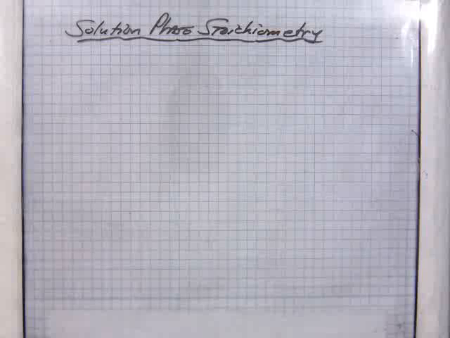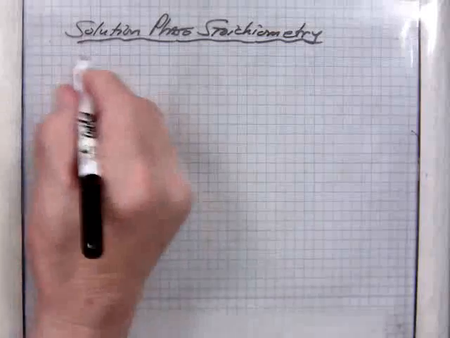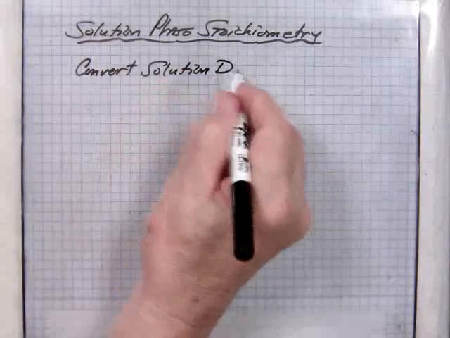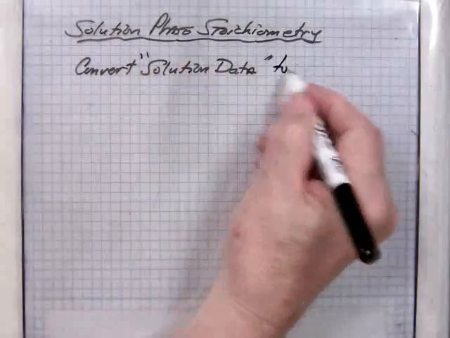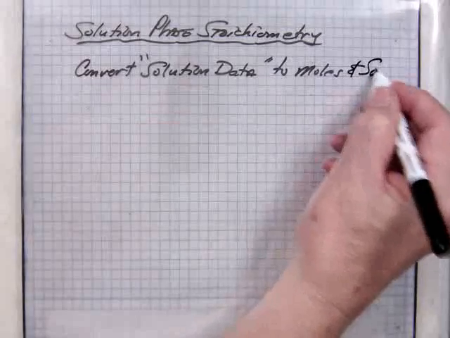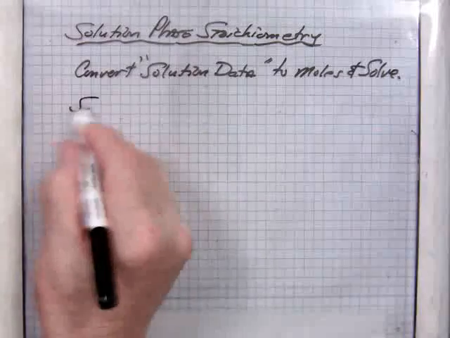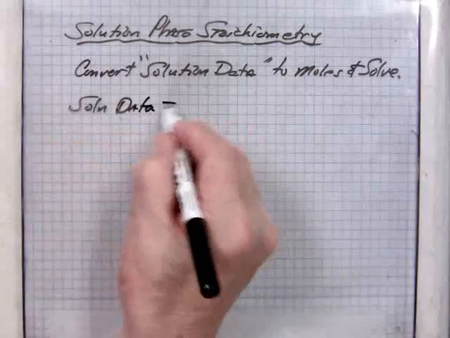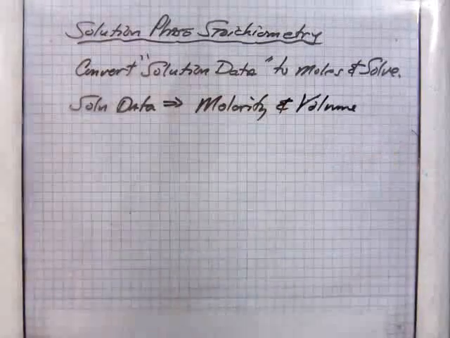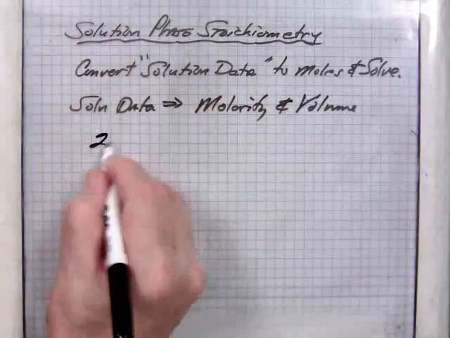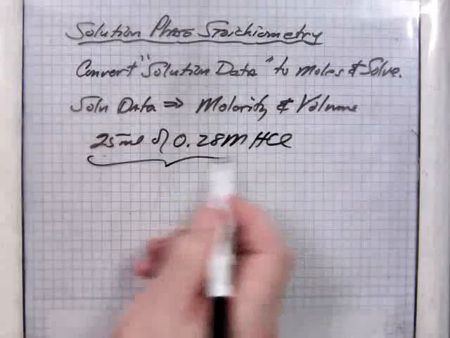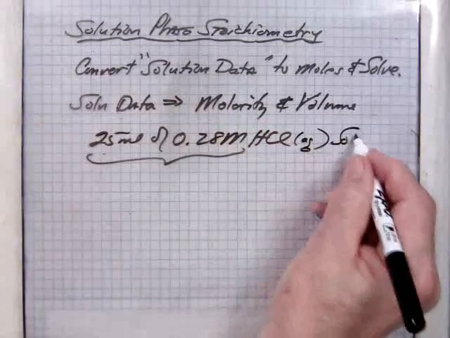The idea is, how do you take solution data and convert it to moles? So, convert solution data to moles and solve the problem. Solution data is two parts, molarity and volume, connected together. For example, 25 milliliters of 0.28 molar hydrochloric acid. This is an aqueous solution. This is solution data.